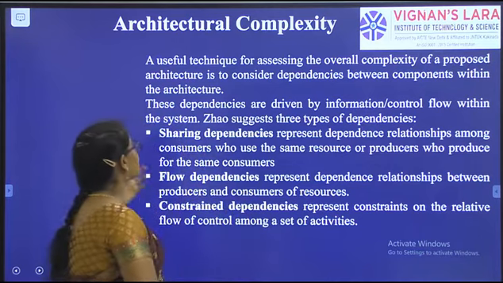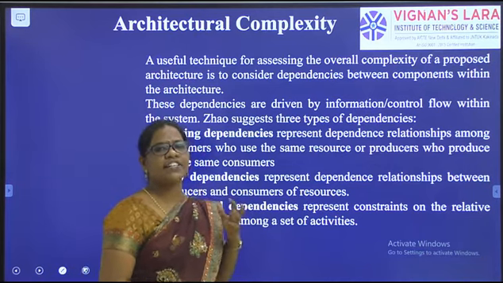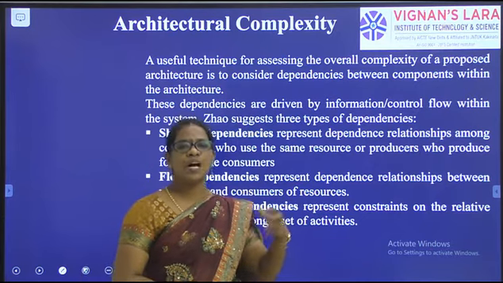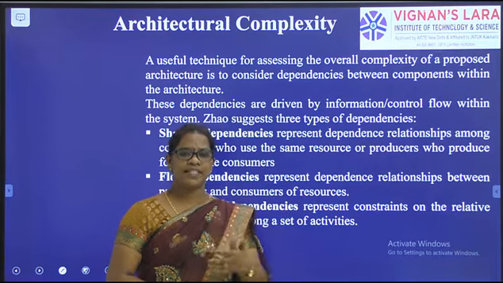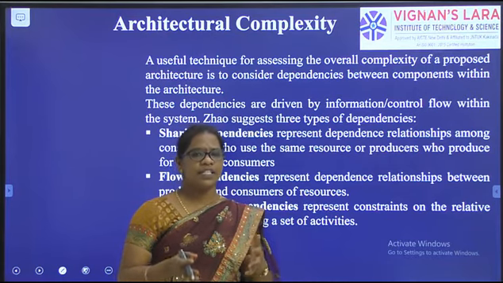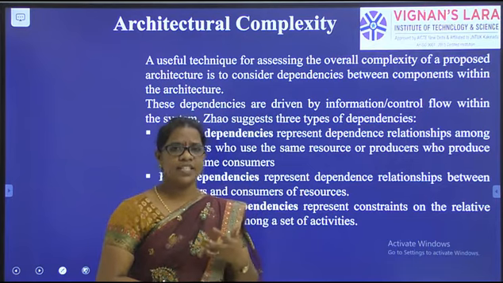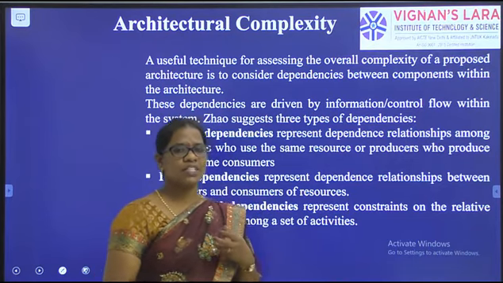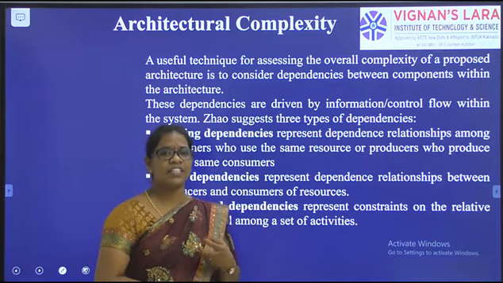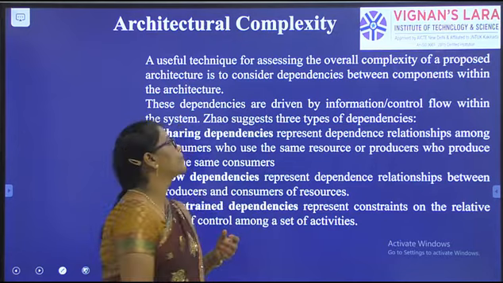And next topic is architecture complexity. We said that architecture is a blueprint. It shows how the components will interact with each other and how information will be exchanged between the components. So what is the complexity in the architecture? What are the conditions in that? What is the complexity if you follow the architecture, and if you do not follow the architecture?